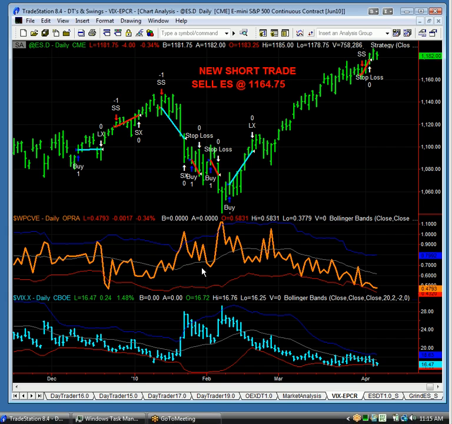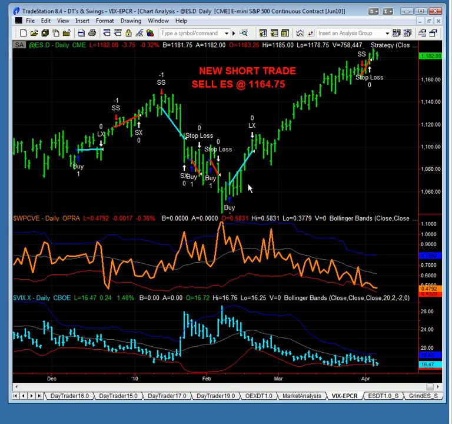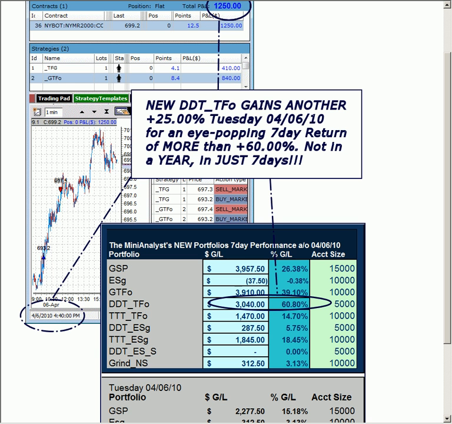But we do have a lot to cover, so we're going to go ahead and switch over to look at the intraday analysis, the daily analysis on the market, and now look at some of our new portfolios. The new DDT TFO continues. We actually highlighted that last week, one of our new portfolios, and it's been ongoing for about a month. We started live tracking it about 7 days ago, and we promoted it last week with a 4-day return of 35% in just 4 days.